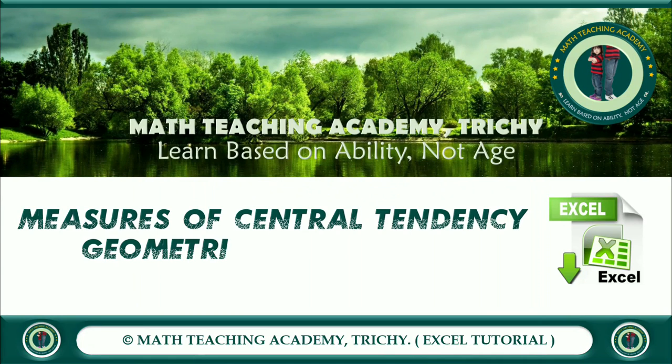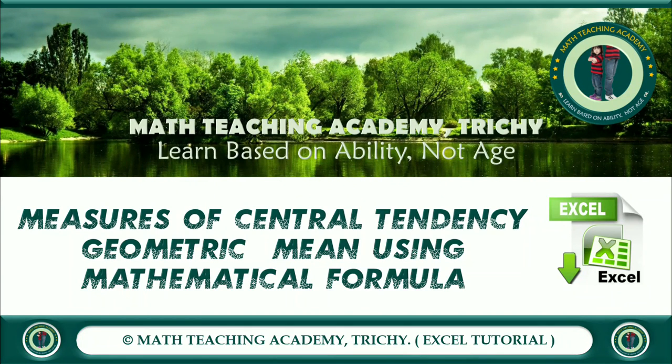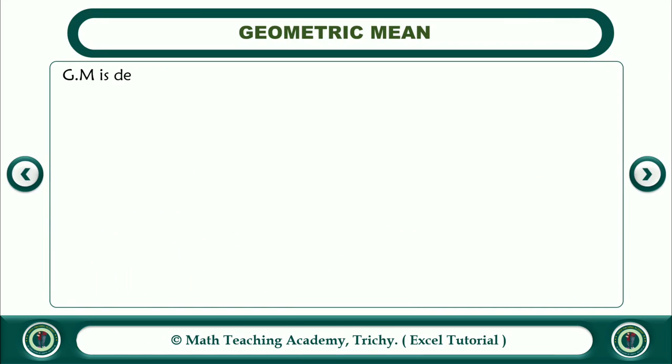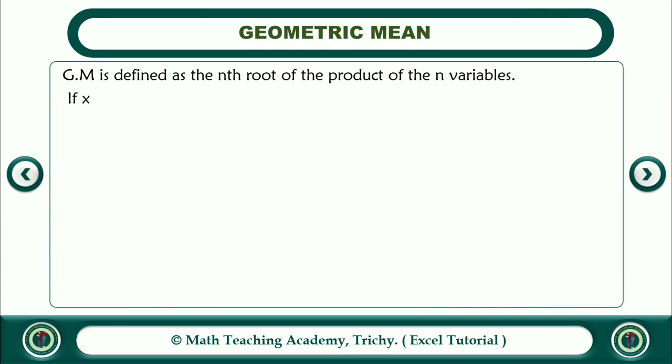Here in this video today we are going to look at geometric mean using mathematical formula in Excel. First off, you must know what is geometric mean. Geometric mean is defined as the nth root of the product of n variables.